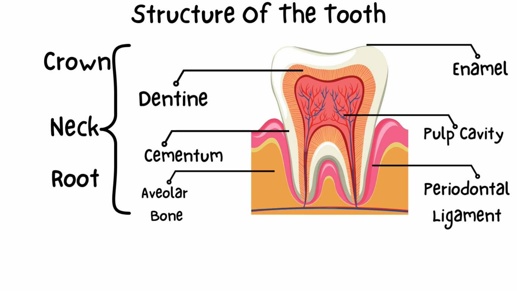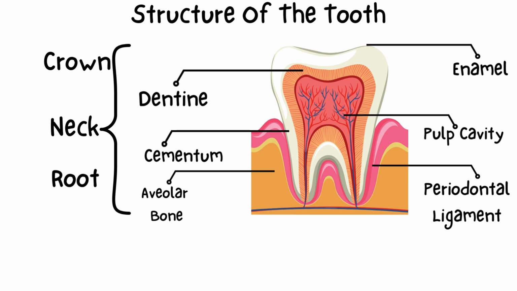The crown is the part of the tooth that is above the gum. The root is the part of the tooth that is embedded in the socket of the gum, and the neck is the narrow junction between the crown and the root. Incisors and canines have one root each, while premolars and molars have two or three roots each.